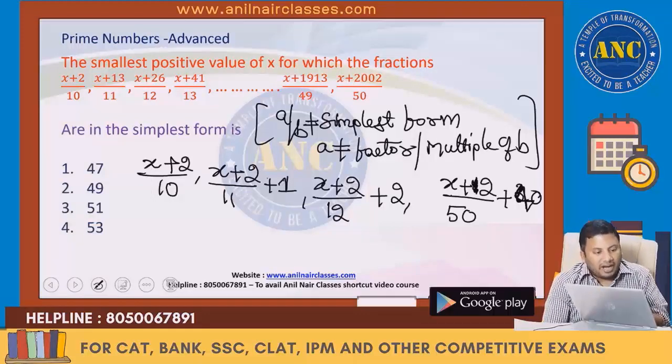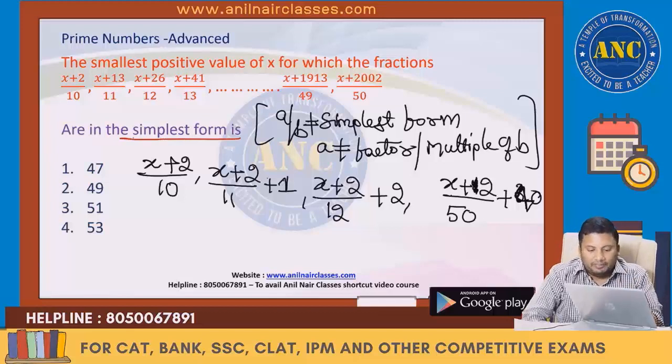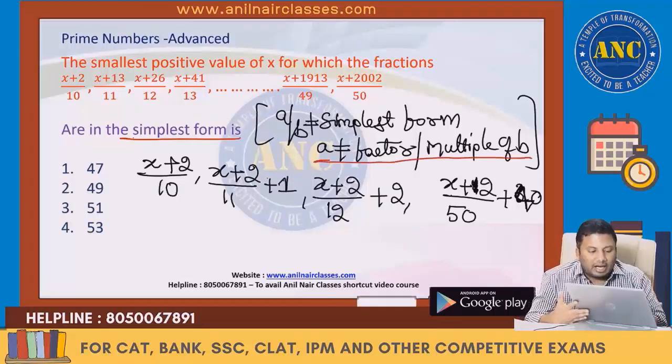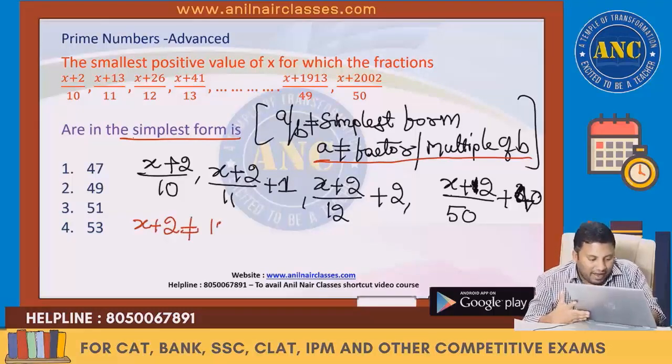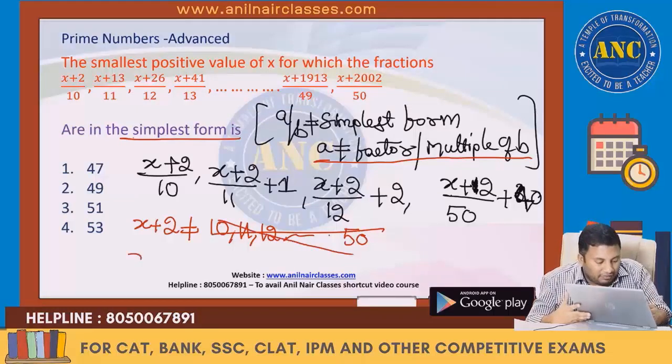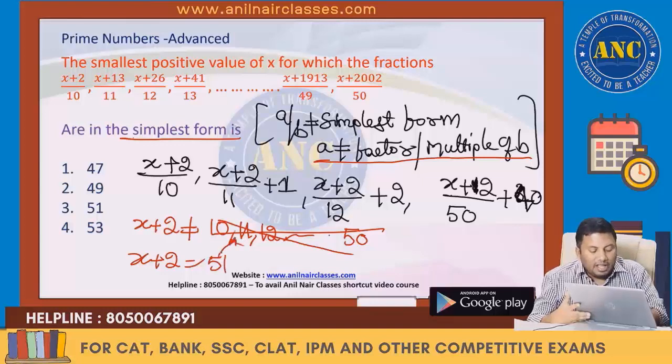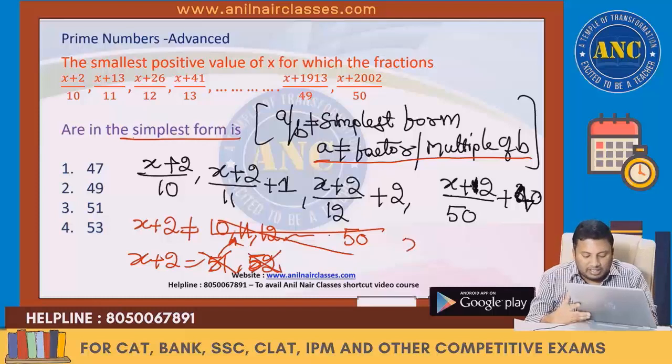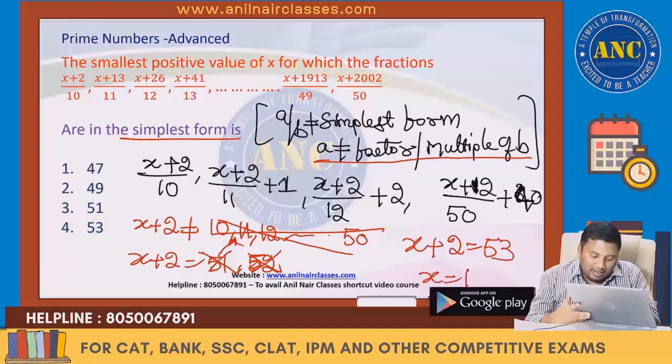Now see, these fractions should be in their simplest form. If it is in a simplest form, the numerator cannot be a factor or a multiple of 10, 11, 12 and so on up to 50. It cannot be. So 10 to 50 out. If I take x plus 2 equivalent to 51, 51 has got factors 3 and 17 which are present here. 52, 26 is present here. x plus 2 is 53. So x value is 51.